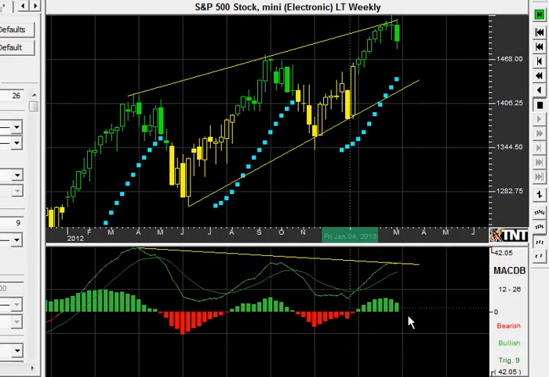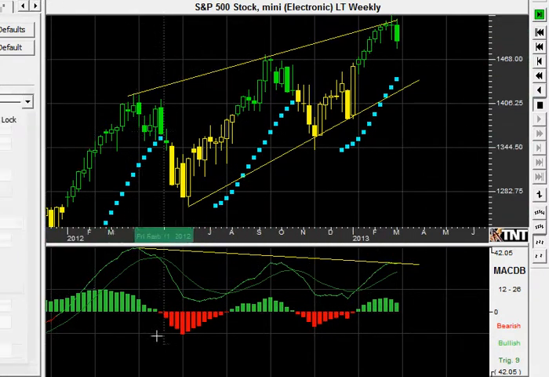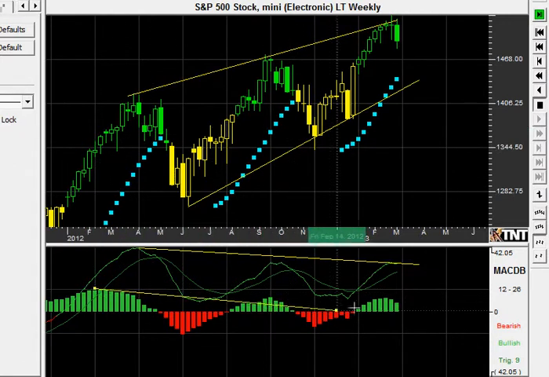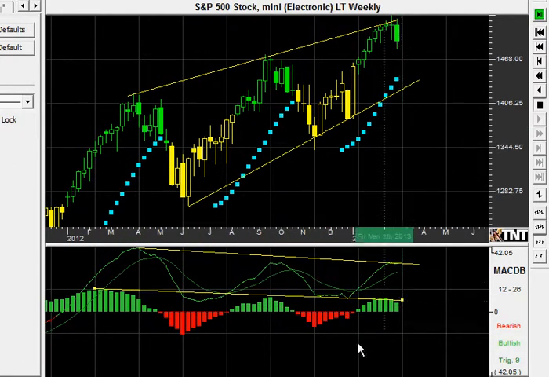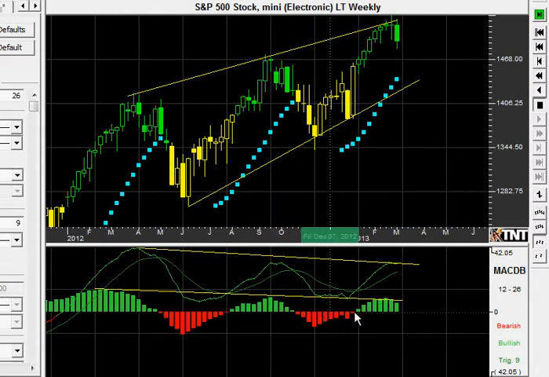Okay, so we got a bearish divergence, and it kind of looks like it's almost starting to hook over. And if you look at the histogram, there's even more of a bearish divergence with the histogram than with the lines. You can see that this is putting in a bearish divergence.